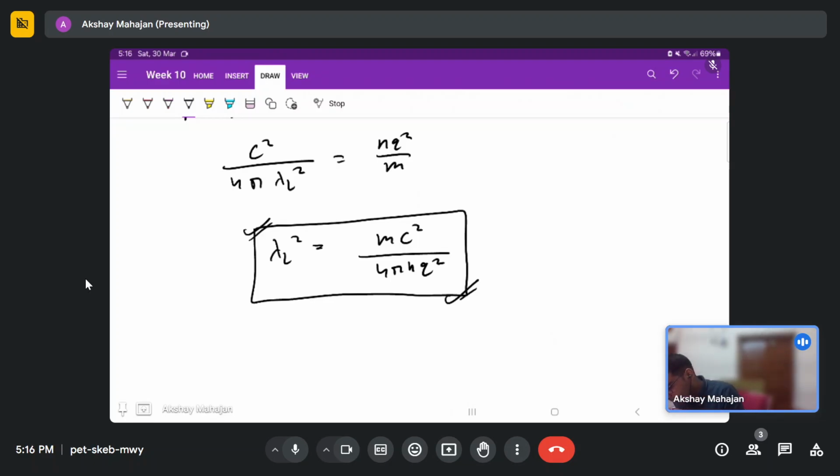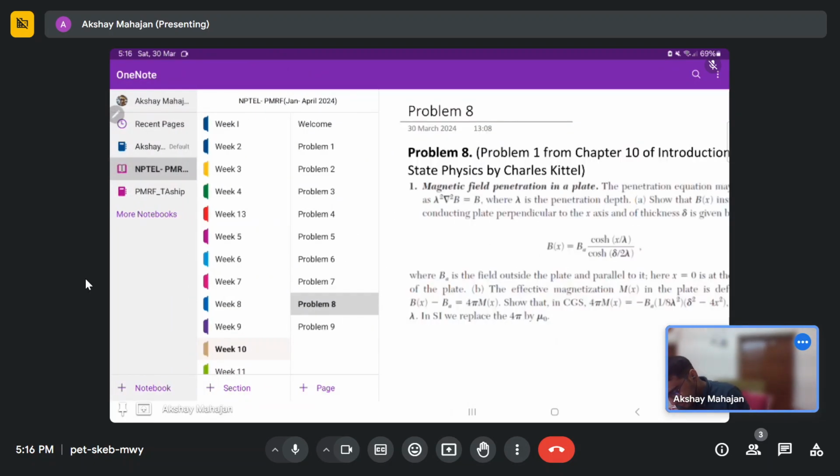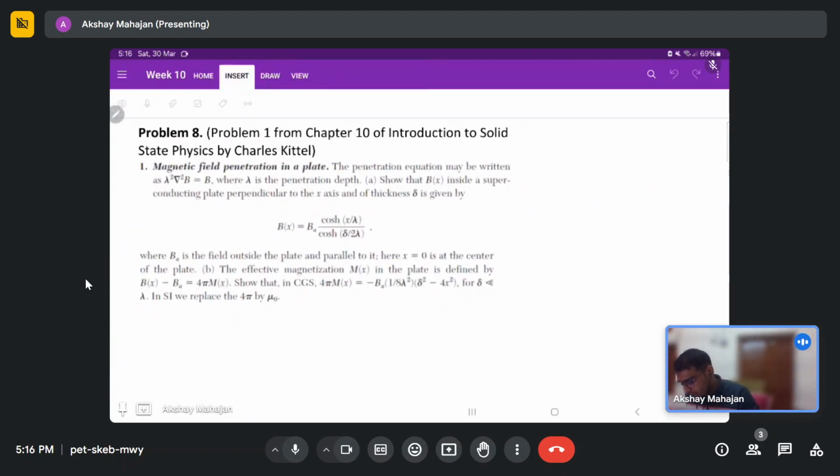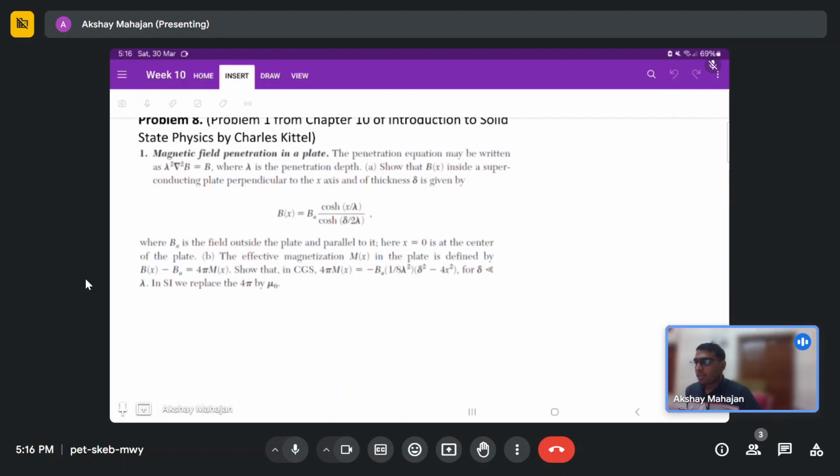So let's go to our next problem, problem number 8. In problem number 8, this is also from the same Charles Peters book, problem number 1 of chapter 10. So in this problem, what is written to us? We have a magnetic field penetration in a plate. The penetration equation we can write as lambda square del square B equals B, which is also one of the forms of your London equation.